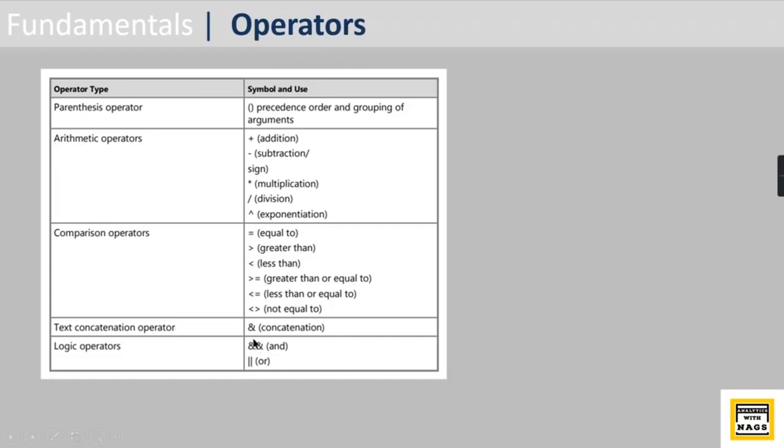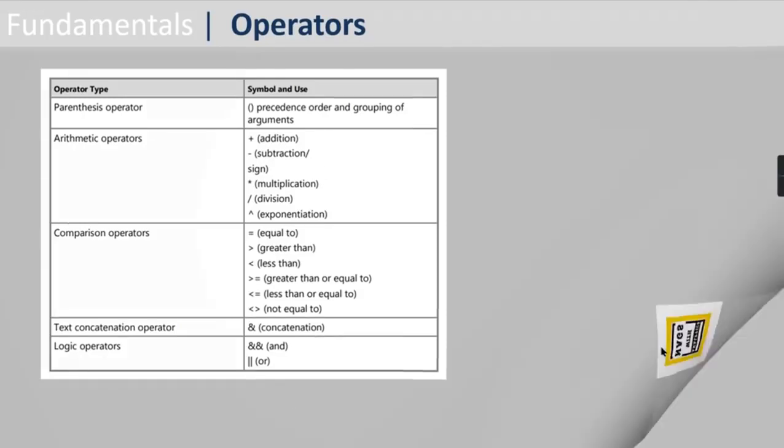People will confuse the ampersand and the double ampersand. The ampersand here indicates concatenation, and in order to verify a logical AND condition, you need to use two ampersands, right? For a logical OR condition, it's two vertical lines over here, right? However it's shown. I hope this is more or less basics.